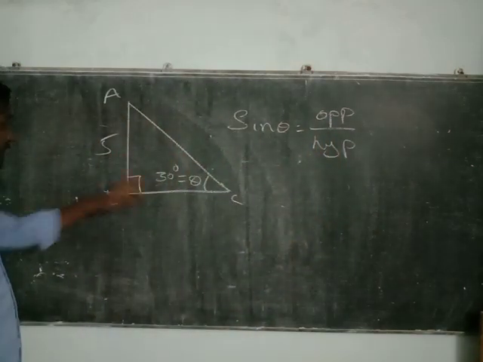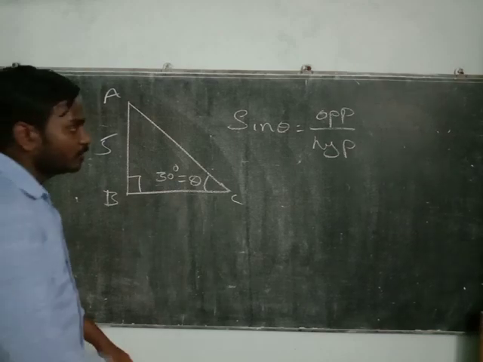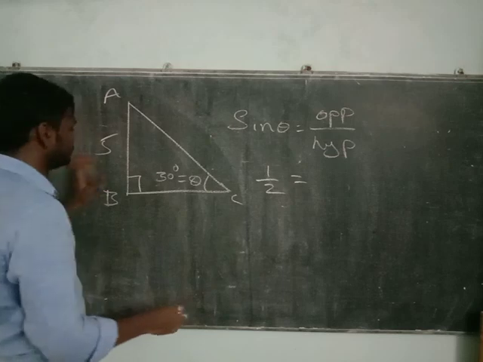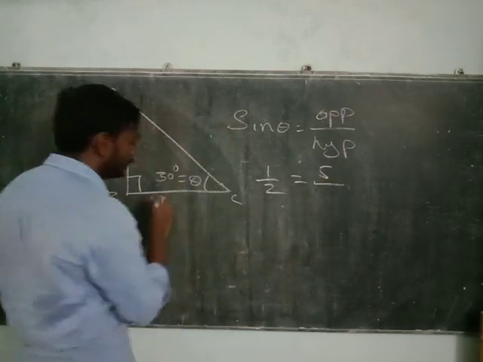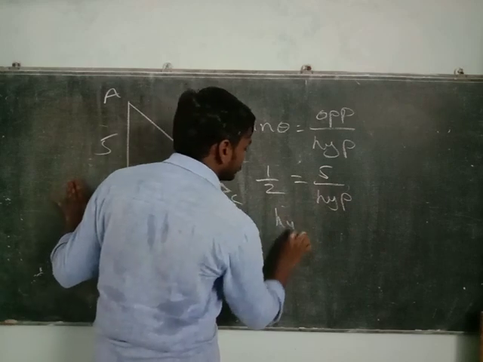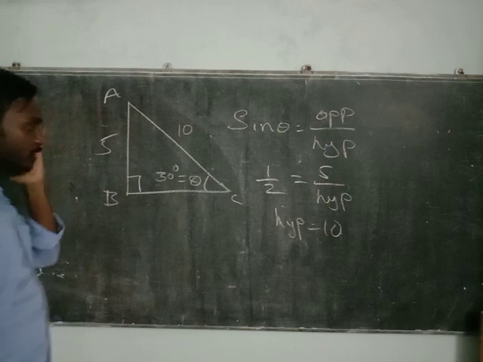So sin 30 degrees, what is sin 30 degrees? Sin 30 degrees is 1 by 2. 1 by 2 is equal to the opposite side, 5, divided by the hypotenuse. I don't know the hypotenuse, so I can write it as hypotenuse. Hypotenuse is equal to 10.